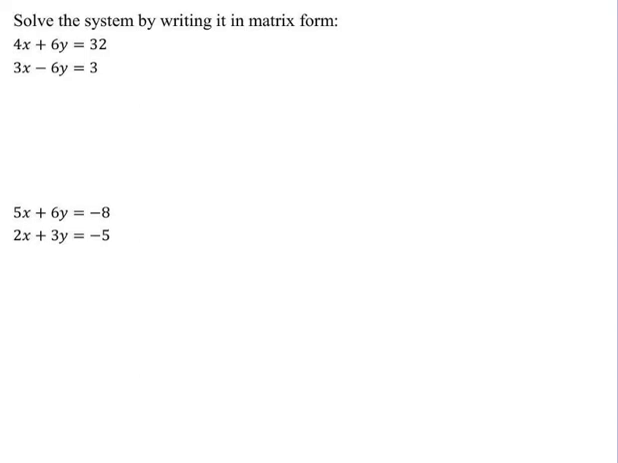So let's set this problem up. We have a matrix equation. We need the coefficient matrix, which will be what? 4, 6, 3, negative 6. And then my next matrix, the variable matrix, the column of variables, equals 32, 3. Okay, we want to solve this, which means we want to turn that coefficient matrix into an identity matrix. The way we do that is by finding the inverse matrix of the coefficient matrix, which means we need to start with the determinant.